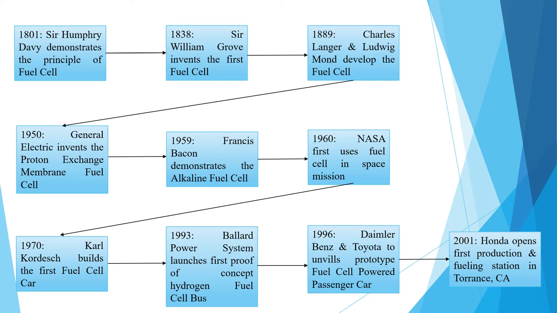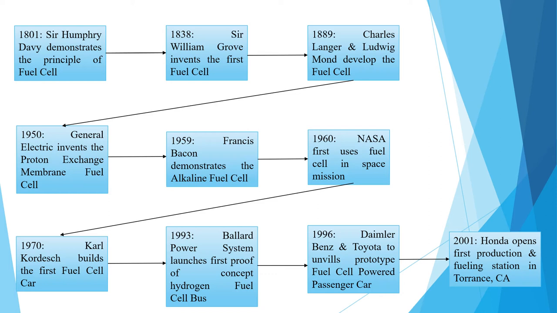After the invention of the fuel cell by Sir William Grove, in the year of 1889, Charles Langer and Ludwig Mond developed the first practical fuel cell. Basically, it is after a half century of invention that the first fuel cell was developed by Charles Langer and Ludwig Mond. After 1889, it took a long time to invent a new type of fuel cell. So in 1950, the proton exchange membrane fuel cell, or PEMFC, was invented by General Electric.